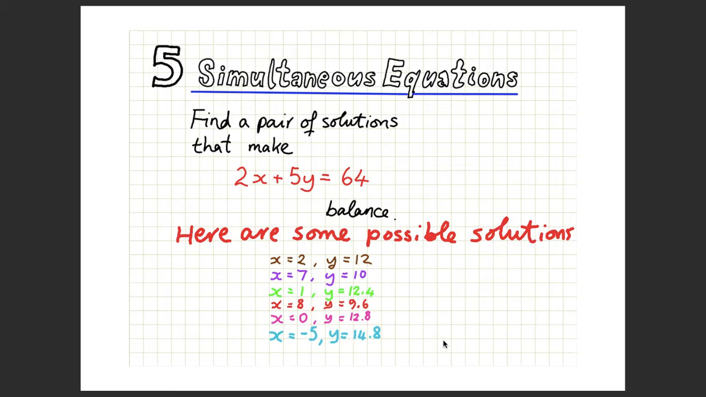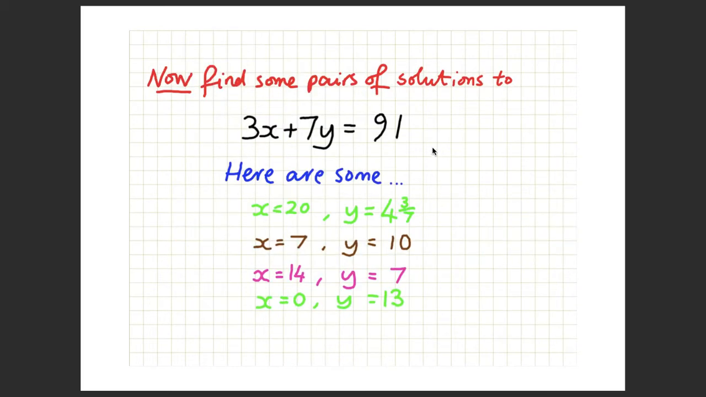Okay, so moving on. So again, this was in class obviously and not in lockdown. I've asked the class to find some pairs of solutions to 3x plus 7y equals 91, and here are some that were thought of in that particular class. So if x was 20, 3x would be 60, so 7y would have to be 31 for the whole thing to balance. So y would have to be 4 3/7.